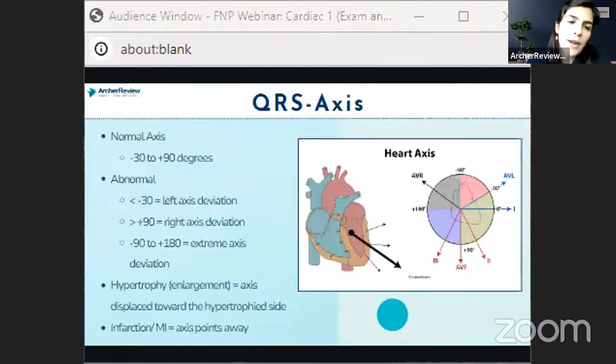The other thing I want to point out is that in hypertrophy, so enlargement of the heart muscle, you're going to see the axis displaced towards the hypertrophied side, right? Because the muscle is going to be thicker, the conduction is going to take a little bit longer to work through those heart muscles. And in an infarction, those cardiac muscles are dead, so there's actually no electrical conduction moving through. So you're going to see the axis pointing away from that area of infarct. The left ventricle is the area that will most likely be infarcted. So if you see a right axis deviation, I want you to think infarct, okay?